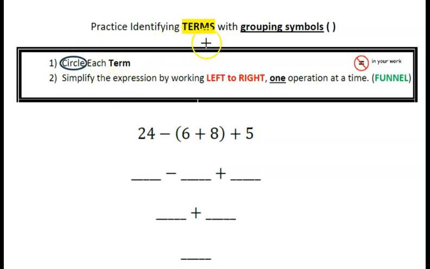Okay, I'm going to have you practice identifying terms that have grouping symbols, and do that first. So circle the terms and then turn the video back on when you're done circling to make sure you have them circled correctly before we do the funneling. So pause the video, turn it back on when you're done.